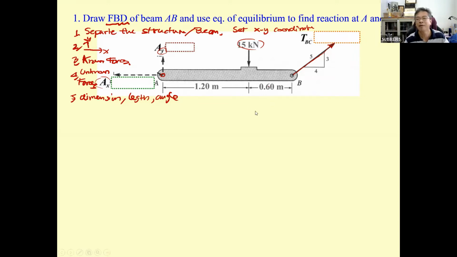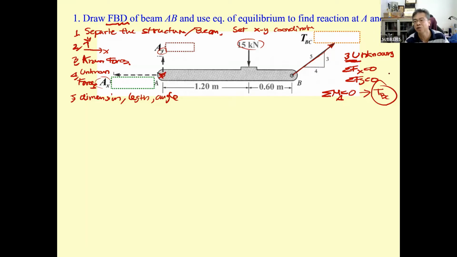And again, you have the total of 3 unknowns. You have 3 equations. So most of the time, we do not use the summation of the force first in this computation, because if they don't provide the direct answer, usually we take the moment. When we take the moment at A, for example, we neglect the A sub X and A sub Y. So by doing this, we can determine the T sub BC directly. And later, we use these 2 equations to determine the A sub X and A sub Y.